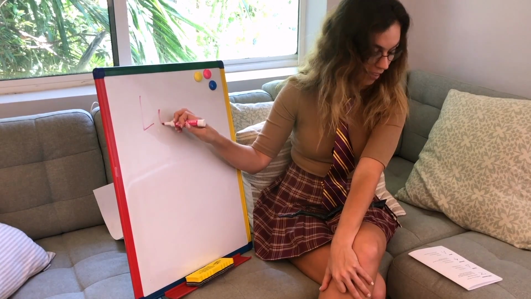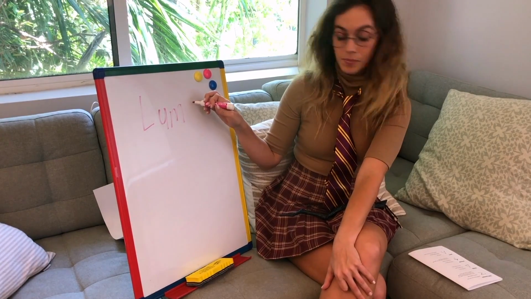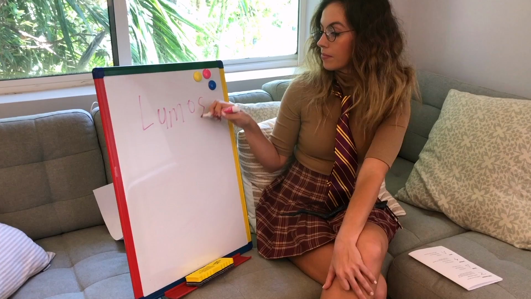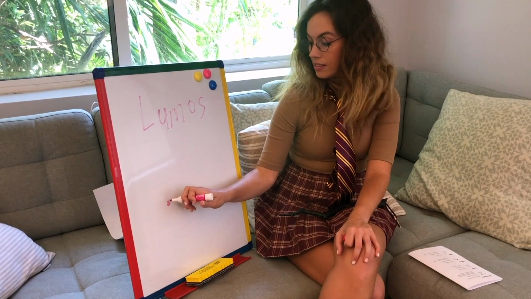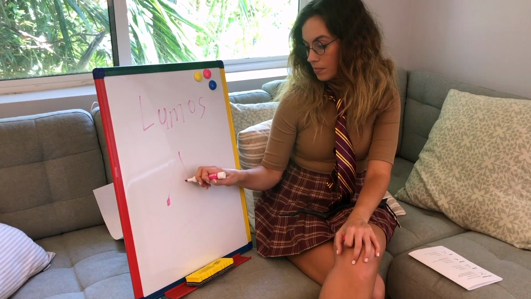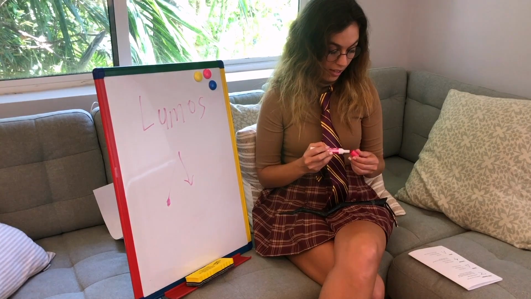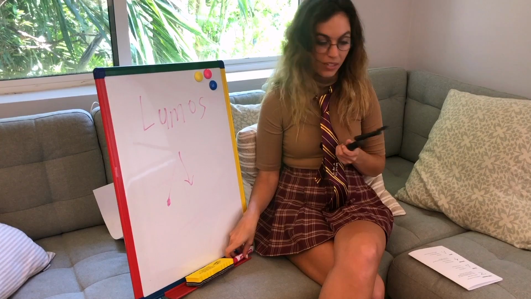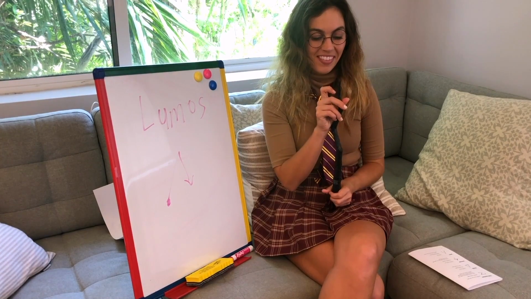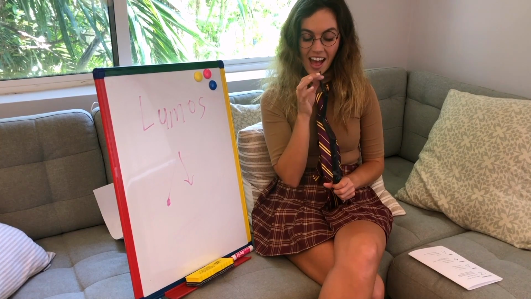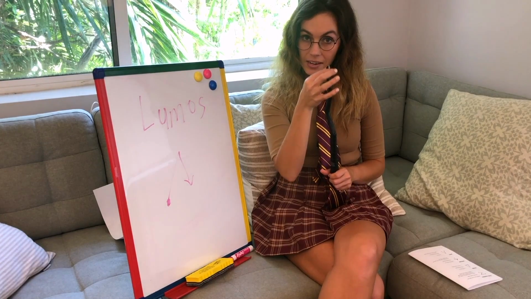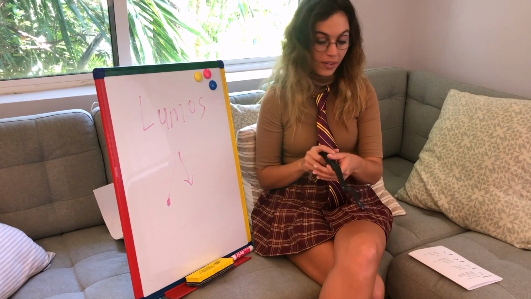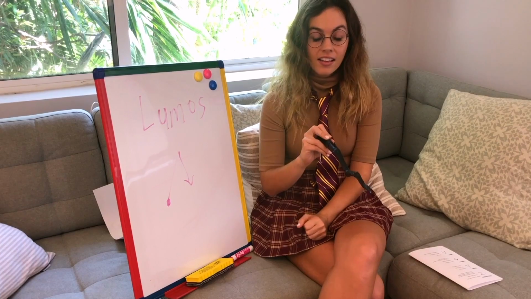The next spell is called Lumos. It looks like this. Lumos. So this is a wand lighting charm, and it just lights up the tip of your wand. Okay, so you should be able to see it there. It should be lighting up right there. So Lumos, go ahead and try it out.